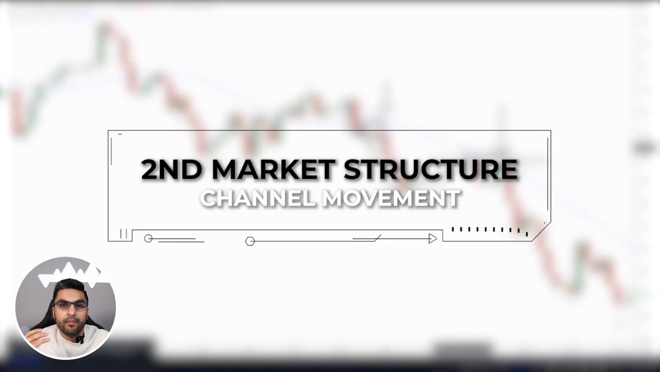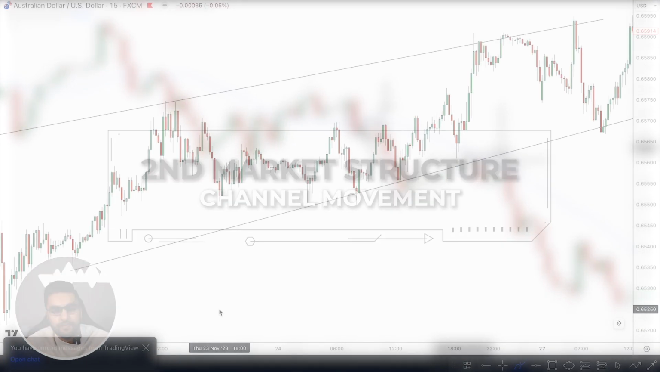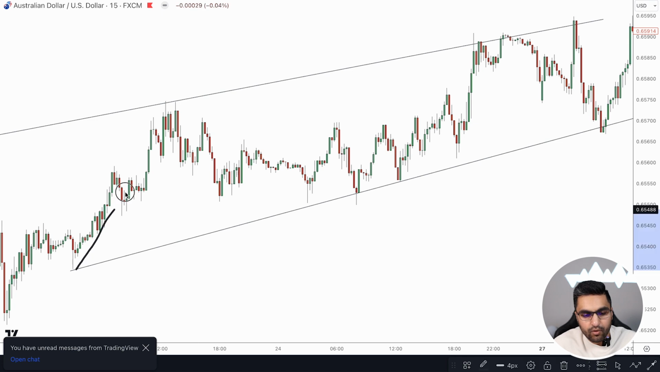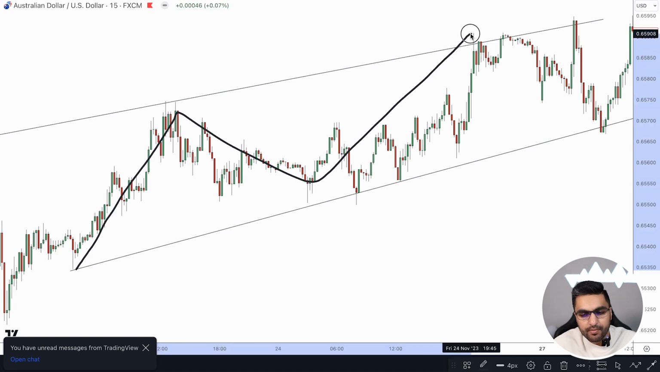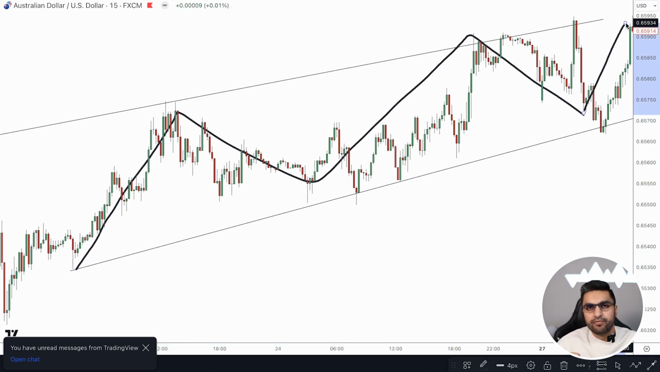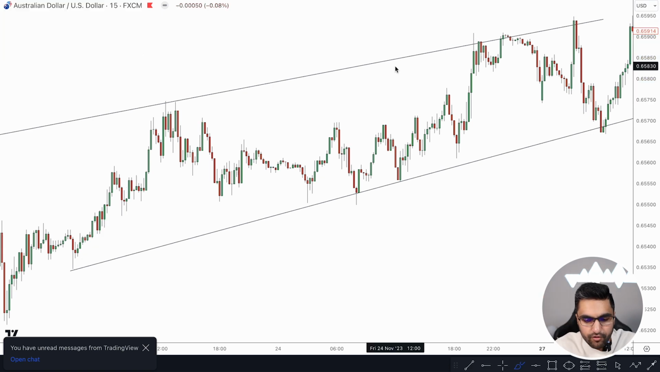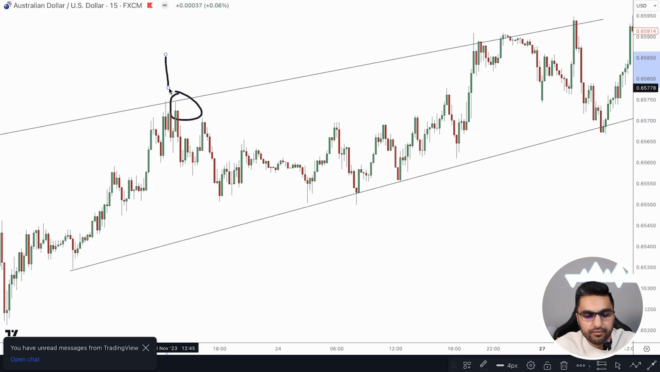But what if the market moves in a channel? Now a channel looks something like this. We have the uptrend. The market is making a move in the uptrend, however it's a bit of a wide uptrend. It's making a higher high and higher low sequence, but it's moving in a general pattern. Whenever we have this type of pattern, you can always take trades after the rejections from the high of the channel and after the rejections from the low of the channel.